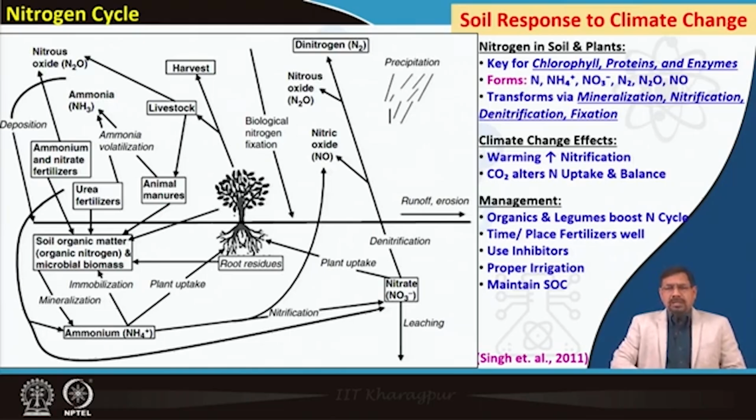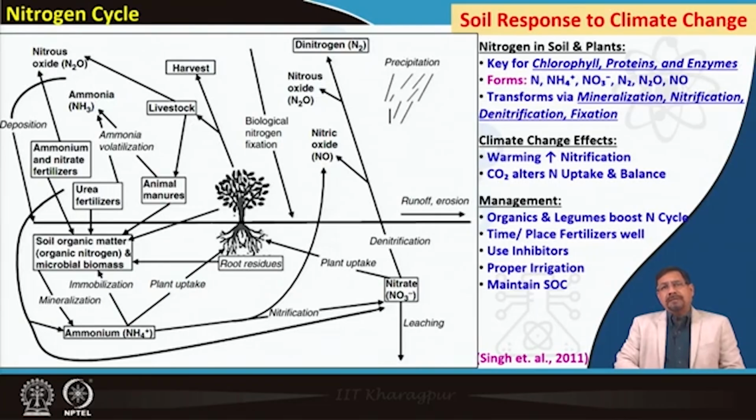Nitrogen is the dominant gas present in the atmosphere, but here we are talking about the soil nitrogen. This is one of the dominant nutrients. So nitrogen in soil and plants is key for chlorophyll. As all of us know, nitrogen is one of the elements present in the chlorophyll pigment, when we look at the structure of the chlorophyll. It is also a key component of proteins and enzymes. So understanding the nitrogen cycle is important, and it transforms via mineralization, nitrification, denitrification and fixation.